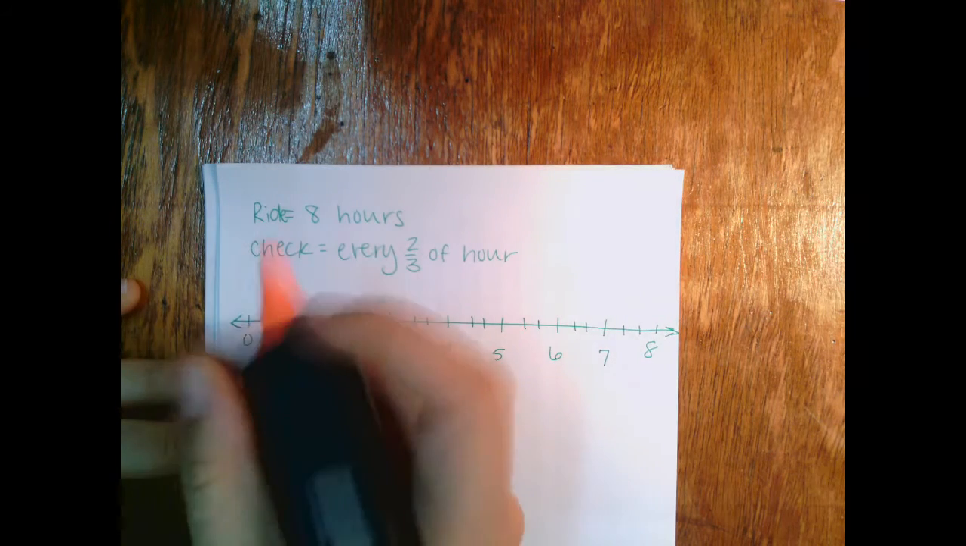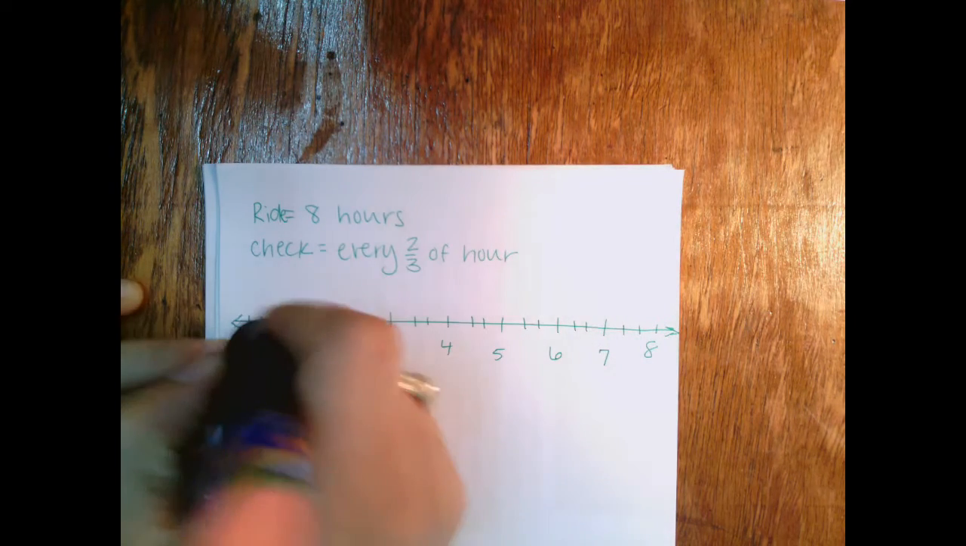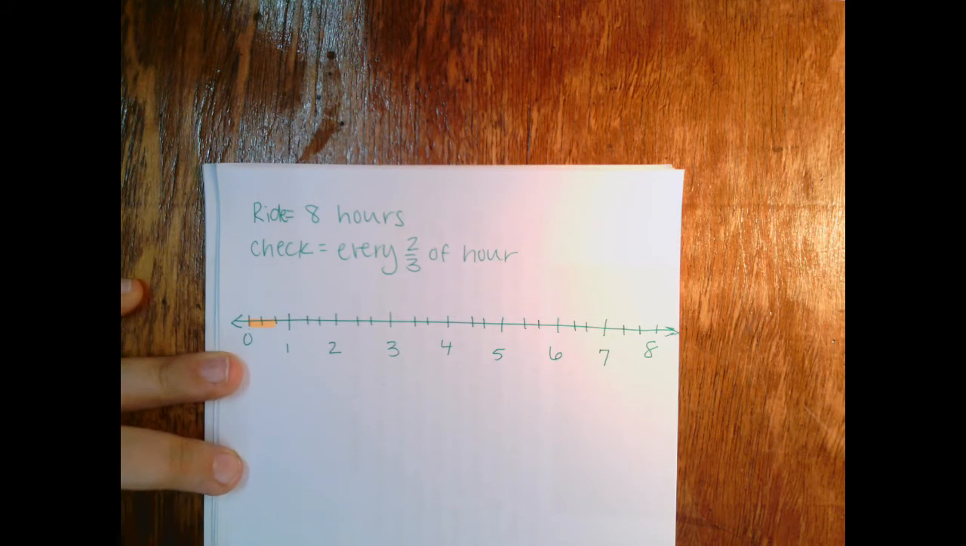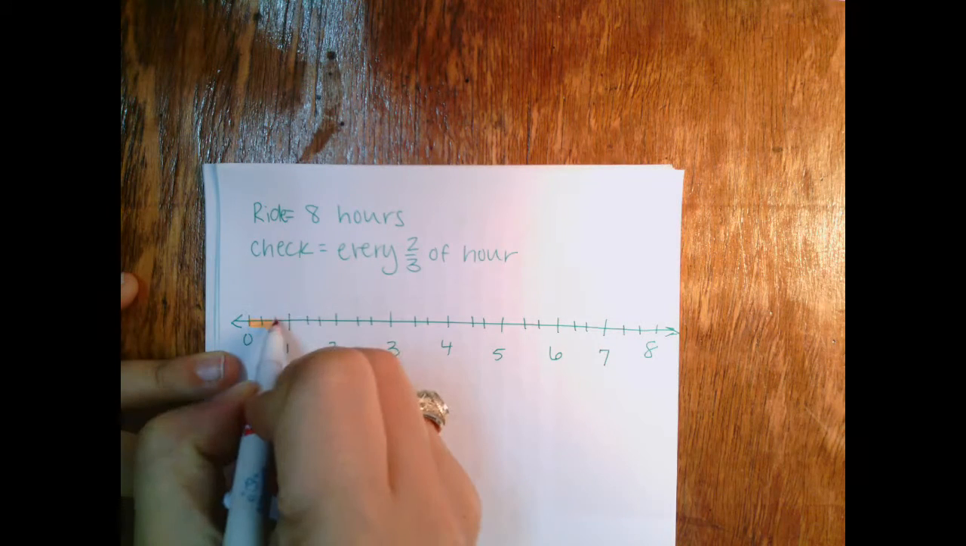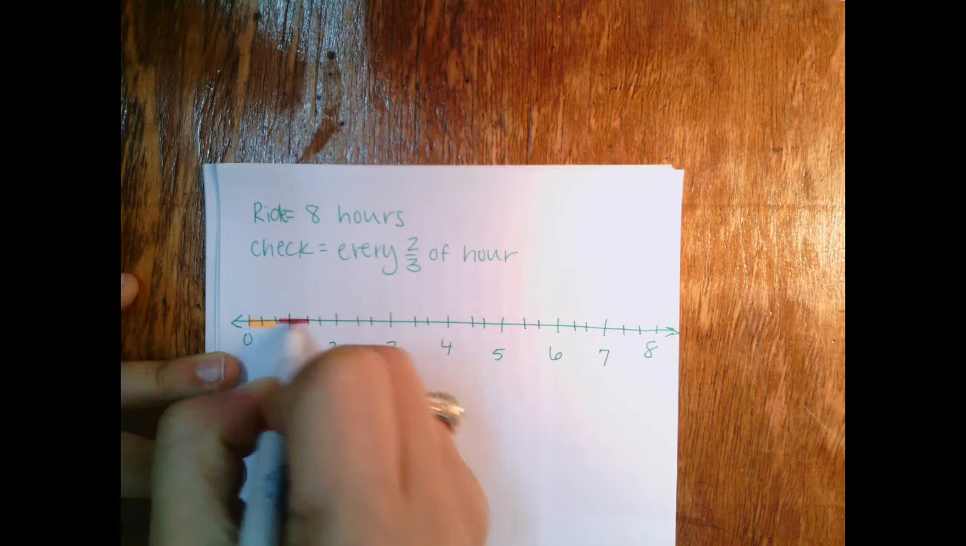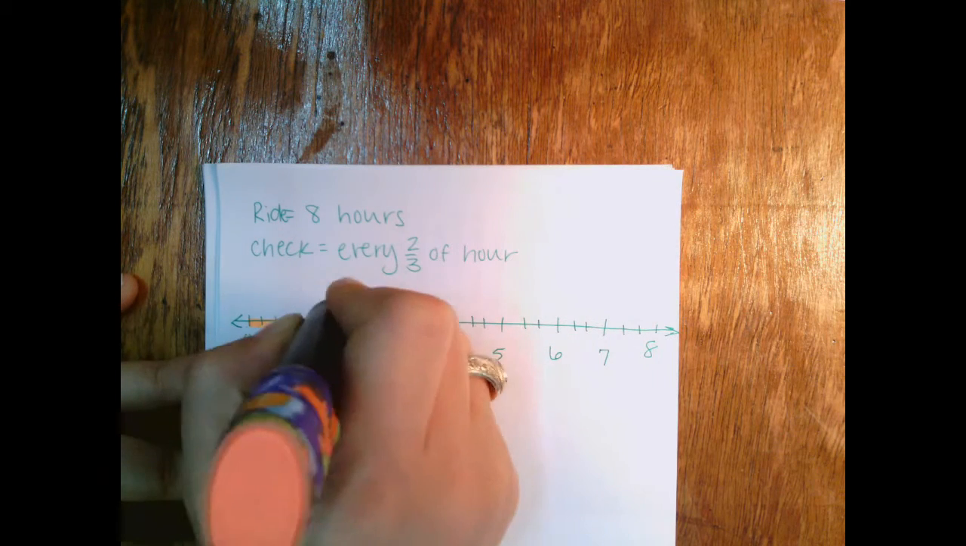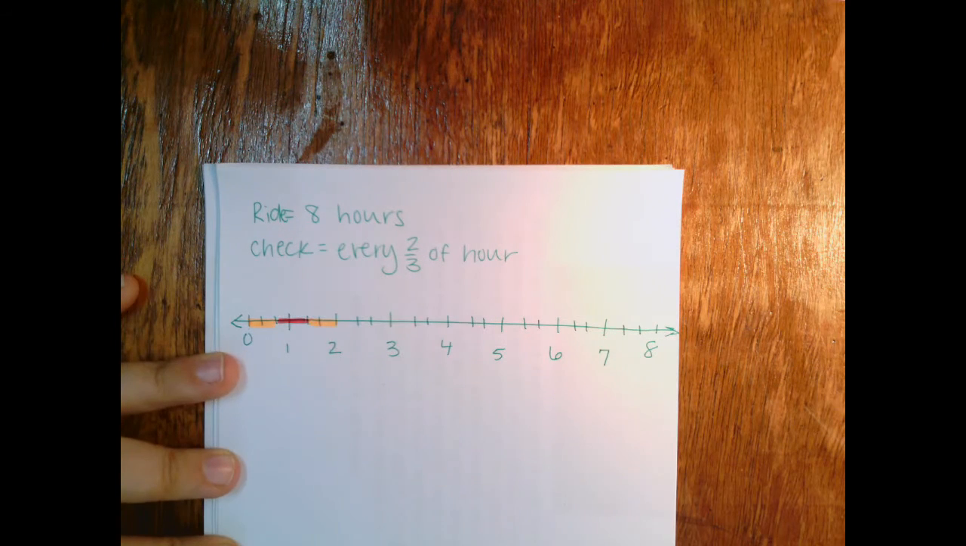Okay, so starting at 0, in 2/3 of an hour the conductor is going to check on them. So that's 2 of my thirds that are there. Okay, and then here, in the next 2/3 of an hour, he's going to check on them again. So that's twice he's checked on them within an hour and a third. Okay? Then within 2 hours, he's going to have checked on them 3 times.